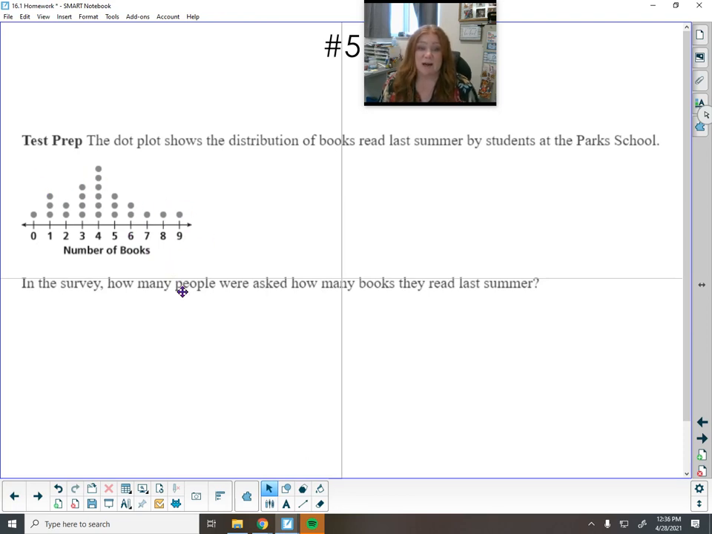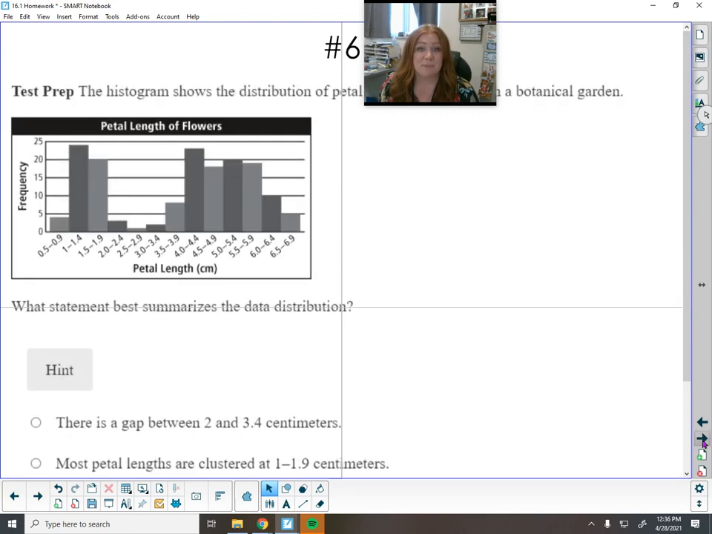How many people or how many students were asked about how many books they read? So remember, every dot is a student, which is a person. How many people answered that survey there?